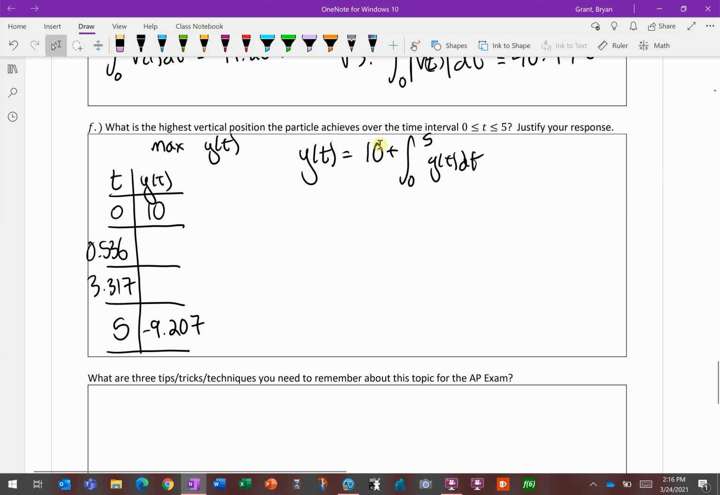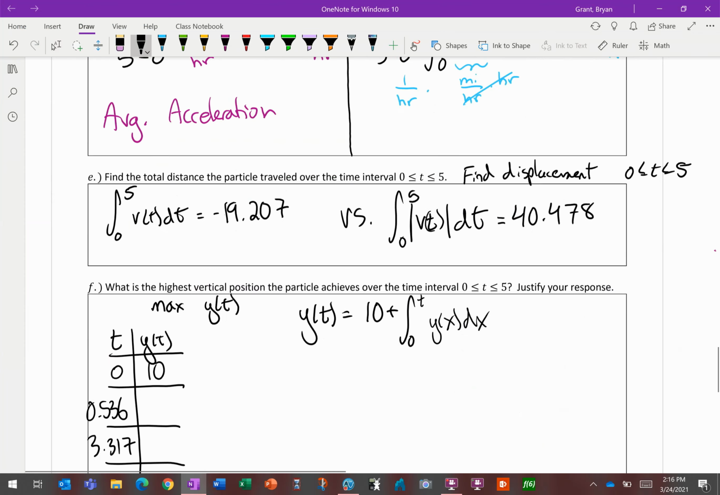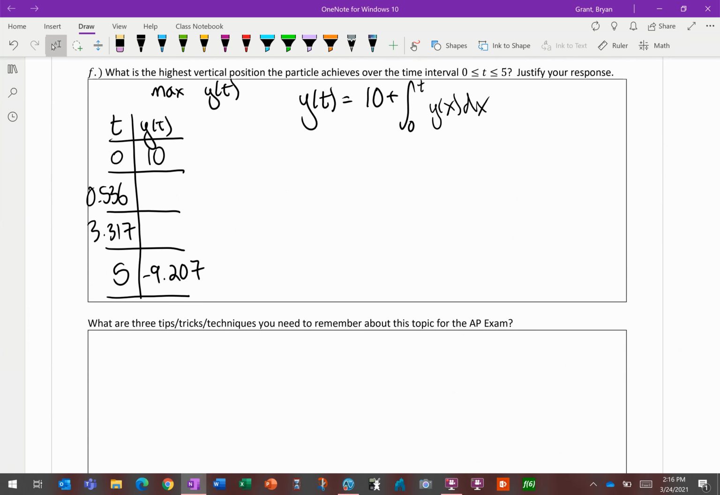Our formula looks just like this. I don't know why I wrote a 5 there, and I decided to pretty much do everything wrong. That was very exciting. 0 to t of y of x dx. Did I do that wrong earlier? I just copied it wrong. Oh, nope, just copied it wrong. Very exciting. Okay, so let's get rolling.